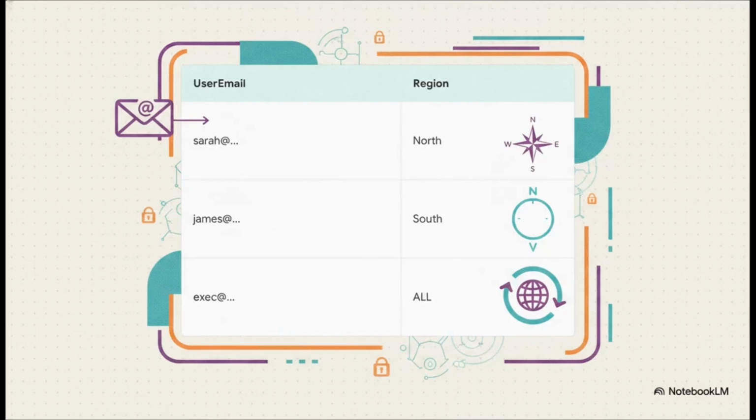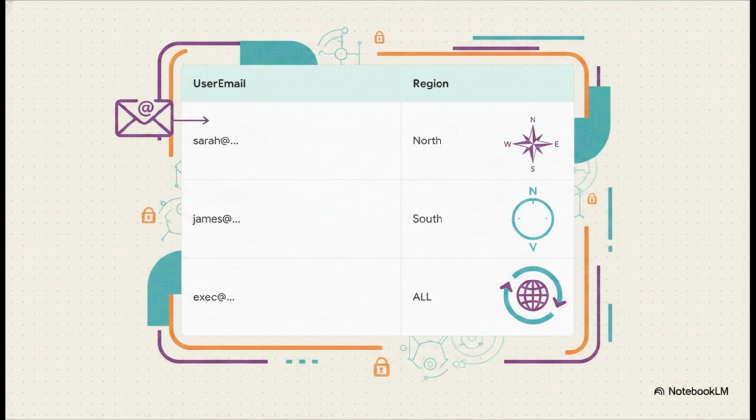For Dynamic RLS to work its magic, you need a security mapping table. Basically, you tie a user's corporate email directly to their specific data permissions right inside your data source. When Sarah logs in, Power BI checks this mapping table and filters her view to the North region. When James logs in, boom, he gets the South.